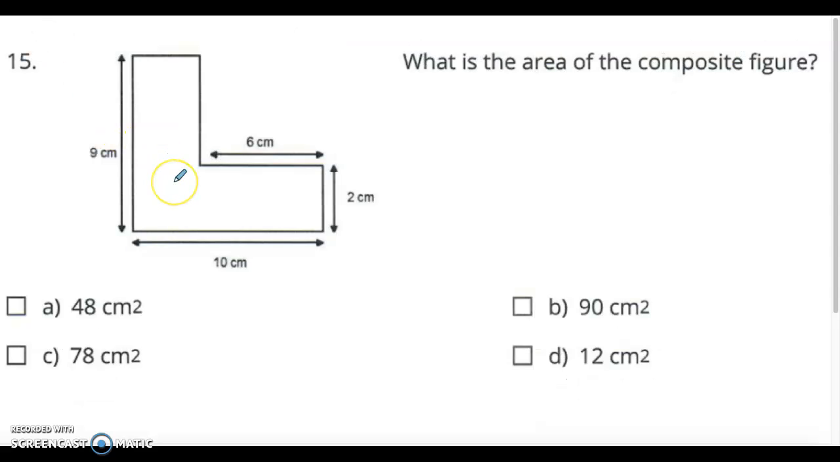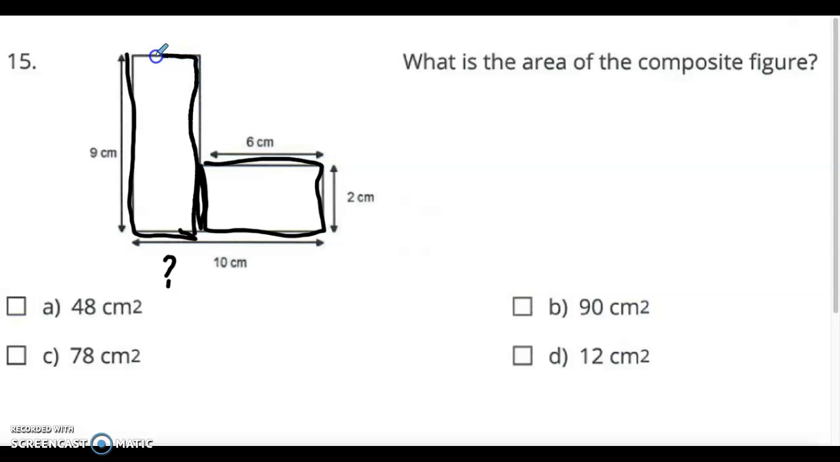Okay, for number 15, I would separate the figure. You can actually separate it either way. You could separate it going across this way or up and down this way. I'm going to actually separate it this way. So to find the area of this shape right here, you would do 6 times 2. Okay. To find the area of this big one, you would do 9, but you have to figure out what this piece is right here. You have to figure that out.